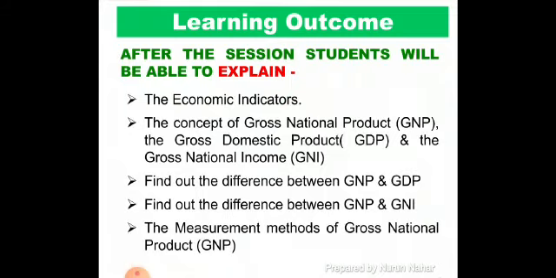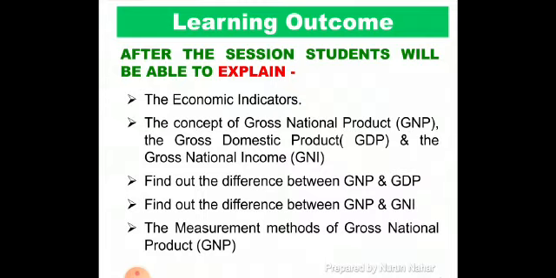Let's see the learning outcome of today's session. After the session, you will be able to explain the economic indicators such as GNP, GDP, the concept of gross national product, GNP, gross domestic product, GDP, and gross national income, GNI. You will be able to find out the difference between GNP and GDP, also GNP and GNI. The measurement methods of gross national product will be explained over here.